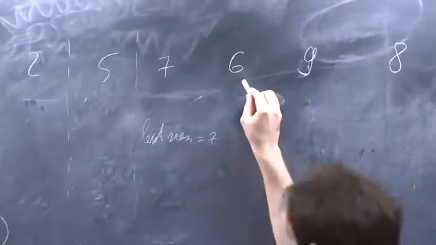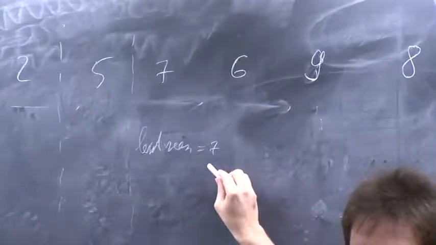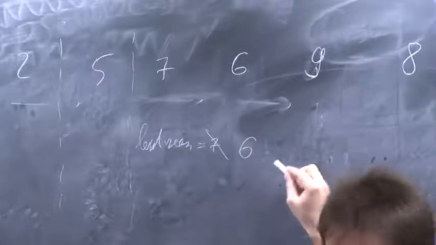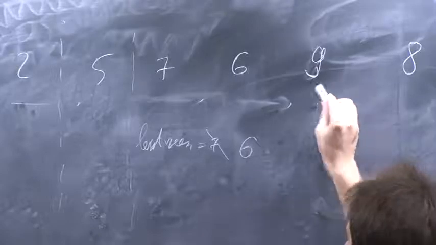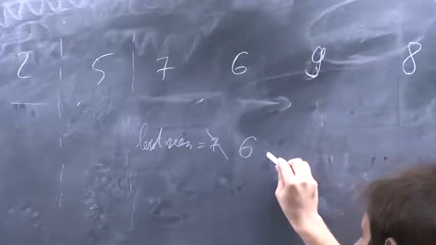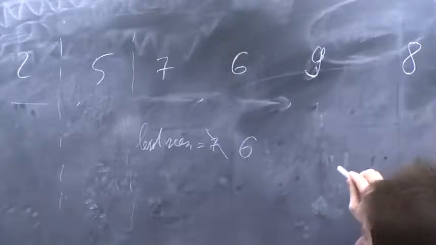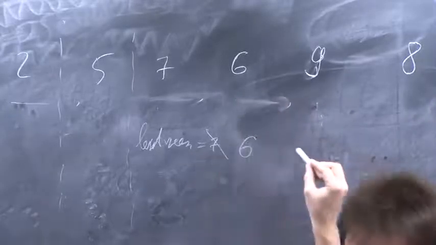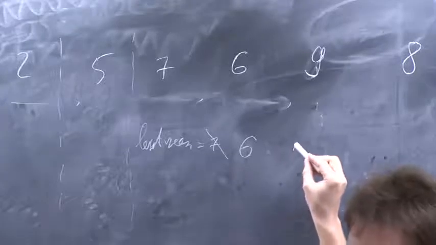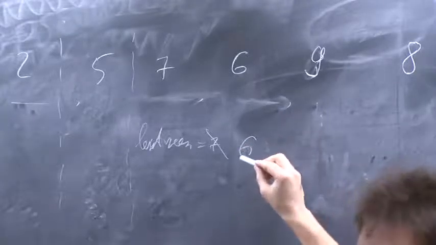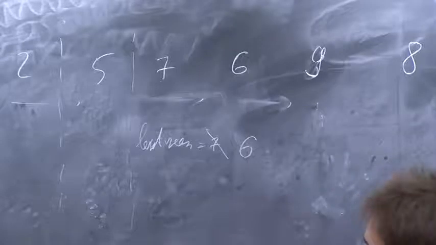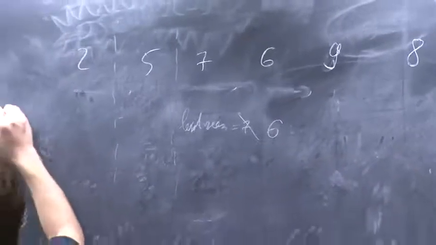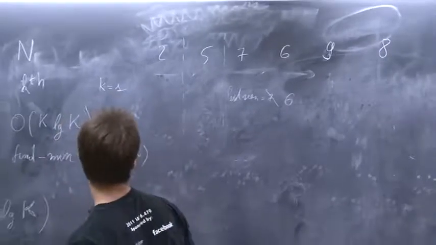Then when we go to 6, we see, is 6 better than best seen? If so, replace best seen with 6. If not, keep going. Then I get to 9. Is 9 better than best seen? Nope. Keep going. Is 8 better than best seen? Nope. Keep going. So I compare every element with the best seen. And then whenever the element is better, I do a replacement. And then at the end, best seen will have the smallest element. So this algorithm works for k equals 1, which isn't very useful.